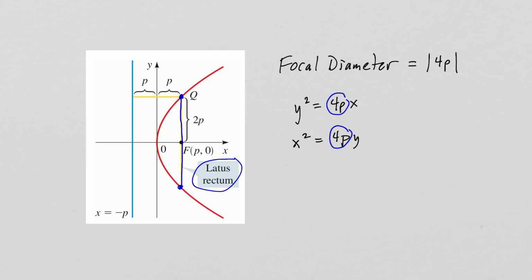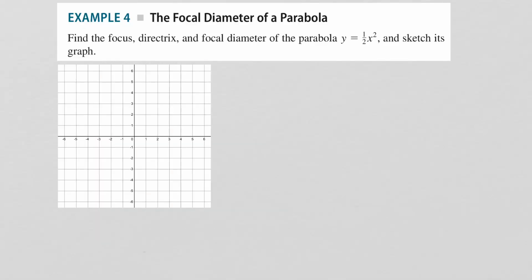And it gives you a really nice and easy way to be able to graph parabolas. So in this next example, we want to find the focus, the directrix, and the focal diameter of the parabola y equals 1/2 x squared, and finally sketch its graph. Okay, so we've got to be a little bit careful. We have y equals 1/2 x squared.